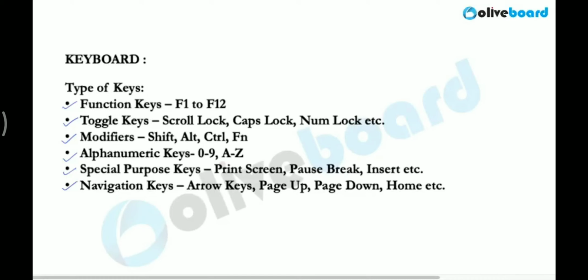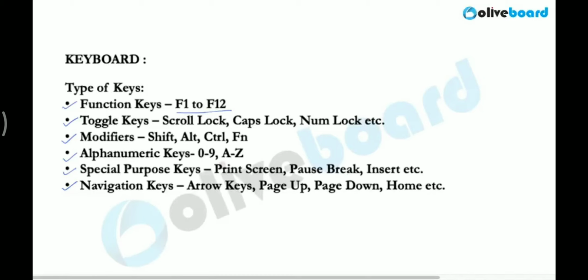Okay, what are function keys? All the keys from F1 to F12 are called function keys. What are toggle keys? Toggle keys are scroll lock, caps lock, num lock, etc. These types of keys are called toggle keys. The next type of keys are modifiers, and modifiers are shift, alt, function, and control. These keys are called modifiers because with their help we modify the specific behavior of any other key. The next type of keys is alphanumeric keys, and that is 0 to 9 or A to Z.